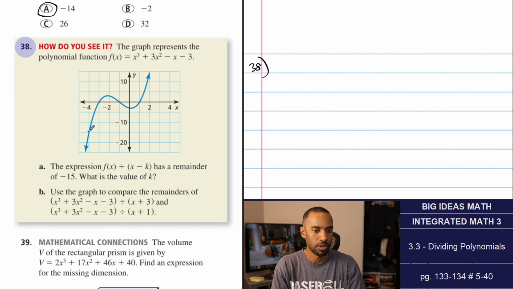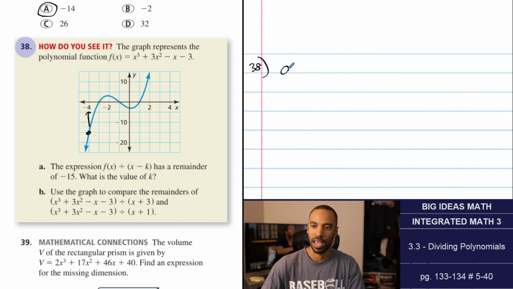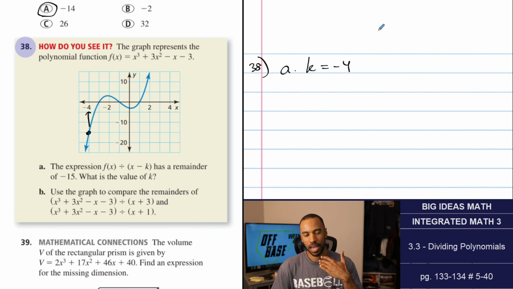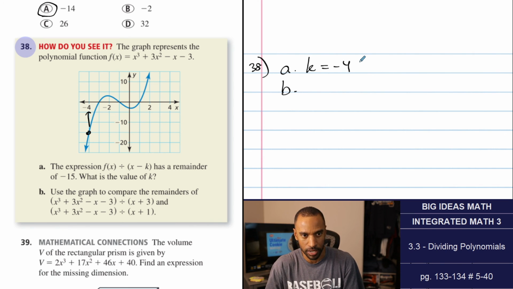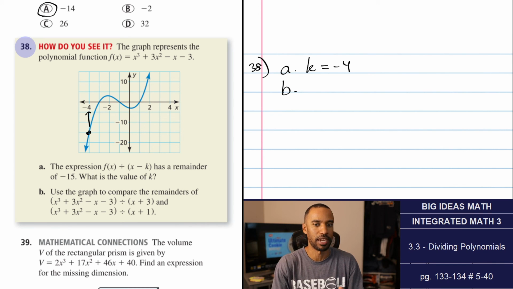Negative 15 looks to be right here. Right here's negative 10, negative 15. Looks like the x value was negative 4. That means the value of k is negative 4 in that scenario. When it has that remainder, that's the equivalent of that given the remainder theorem. I can substitute negative 4 for x in my equation, and apparently I would get negative 15 out. I'm not checking it, but you can try that. Plug in negative 4, see that you get negative 15.